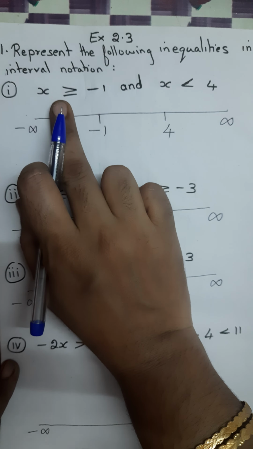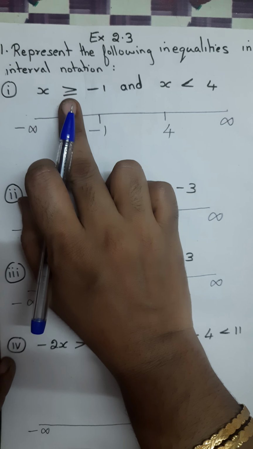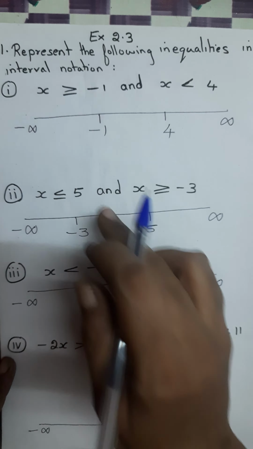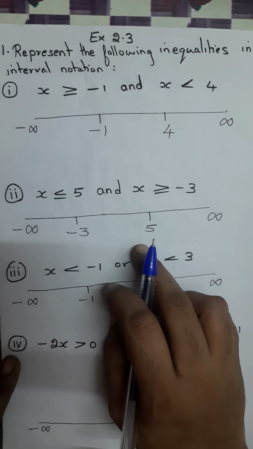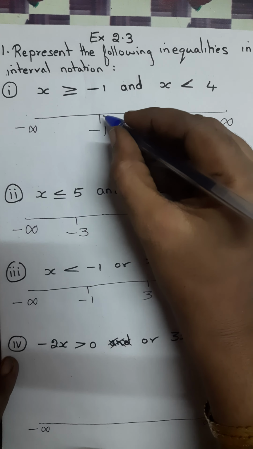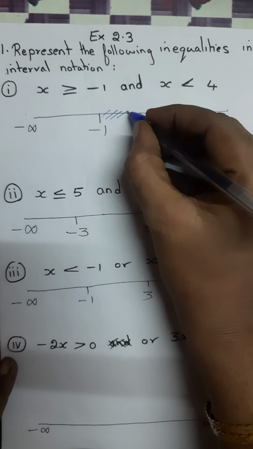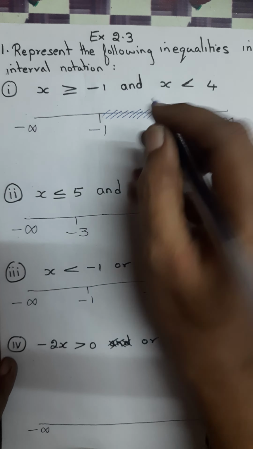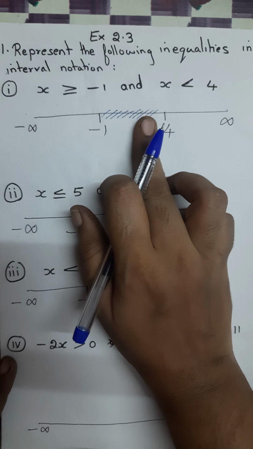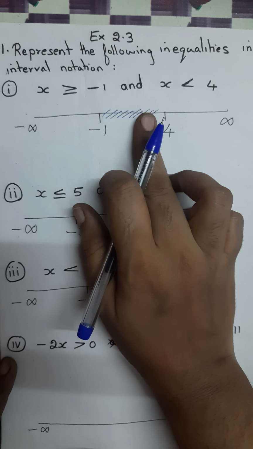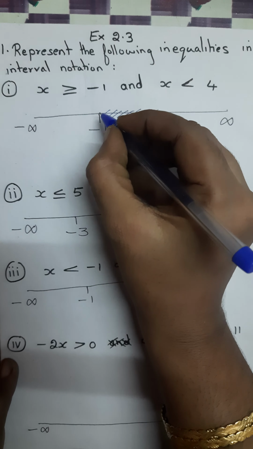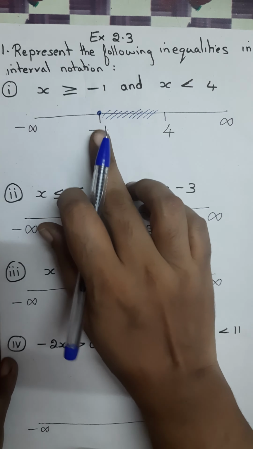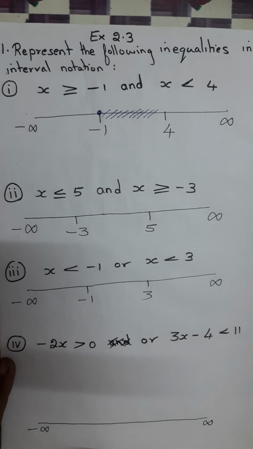According to the question, x is greater than or equal to minus 1. Whenever we have the greater than symbol, we have to shade on the right side of the number. So minus 1, this side is the right side. I am shading this portion. Minus 1 is also included because they have told us it is equal to.